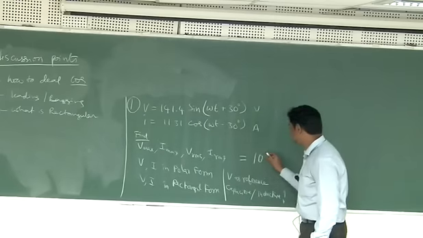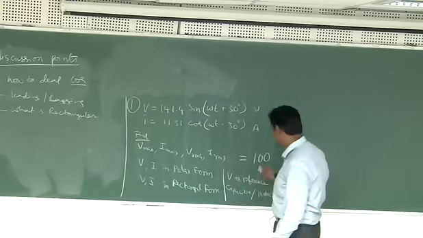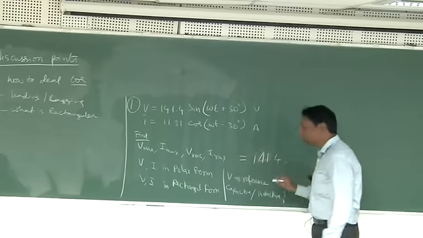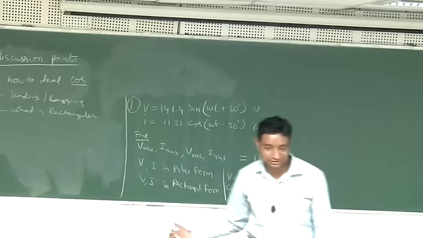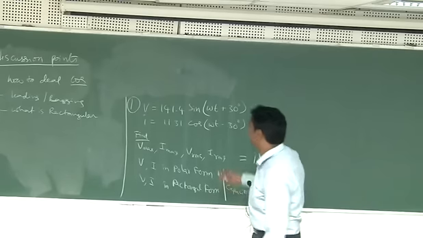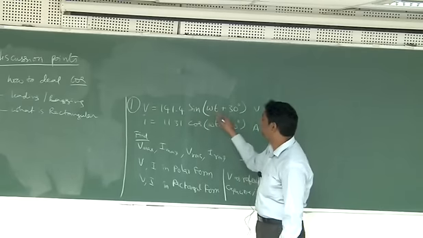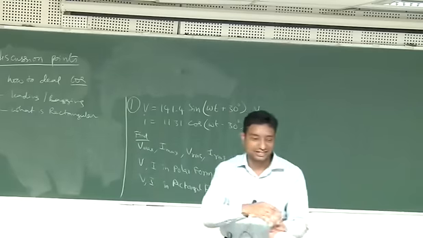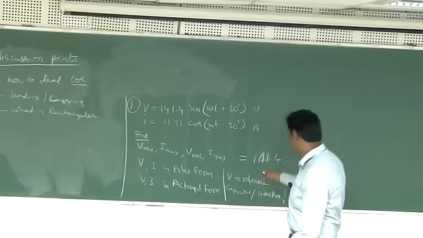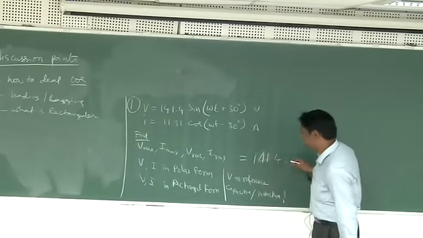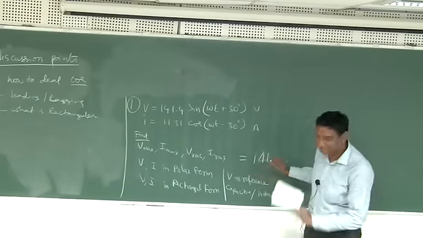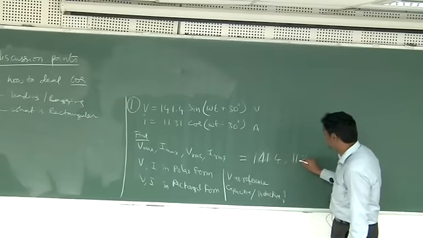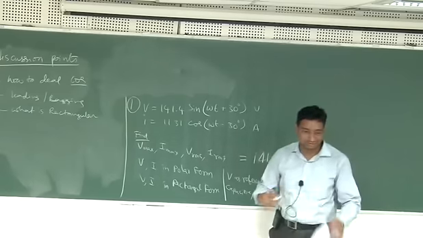100, 141, okay, 141.4. So can anybody tell why it is 141.4? Here this is directly given. The sine of anything varies between +1 and -1, and when it is +1 it takes this value, so that is the maximum. The minimum is -141.4. Imax is the same, 11.31, because the cos value also varies between maximum and minimum.